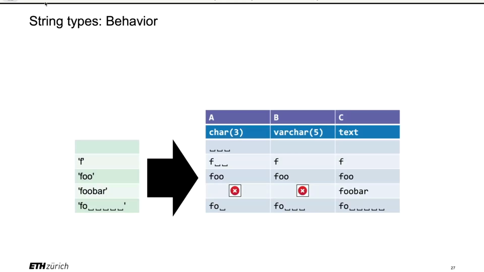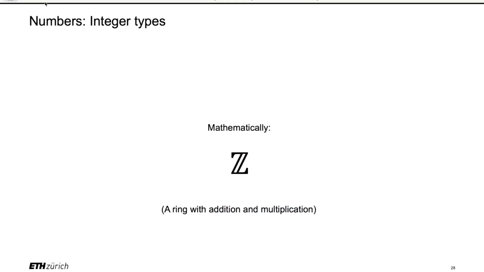Okay, so let's move on to numbers. Let's start with the easy one. The easiest numbers that we learn in primary school are the integers, possibly negative. That's Z technically in the mathematical set.